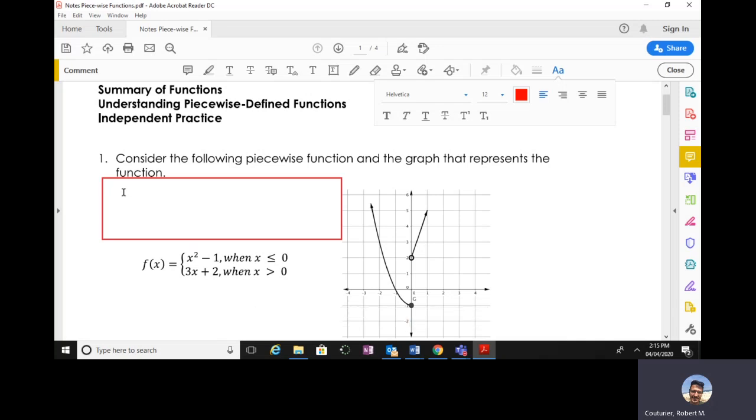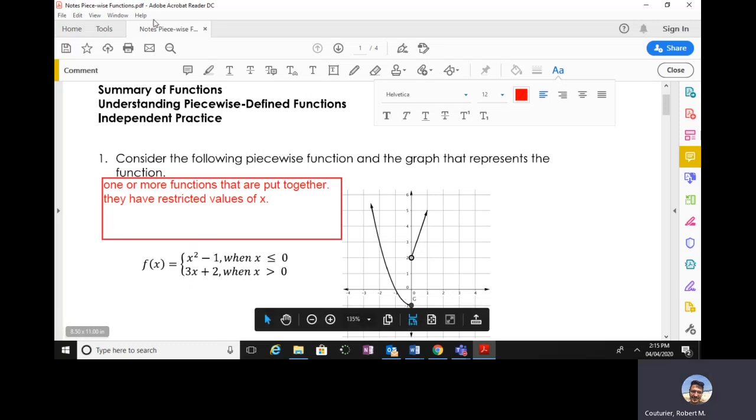So to formalize that, it's one or more functions that are put together, and they have restricted values of x. So what does that mean? So look at this first one.